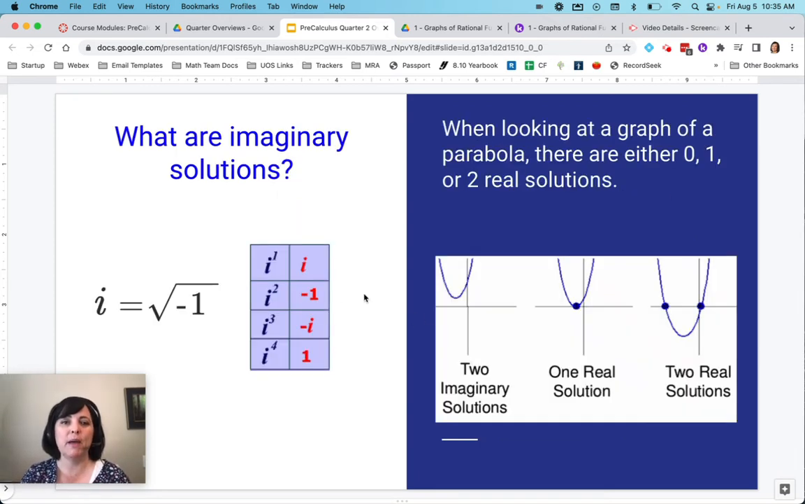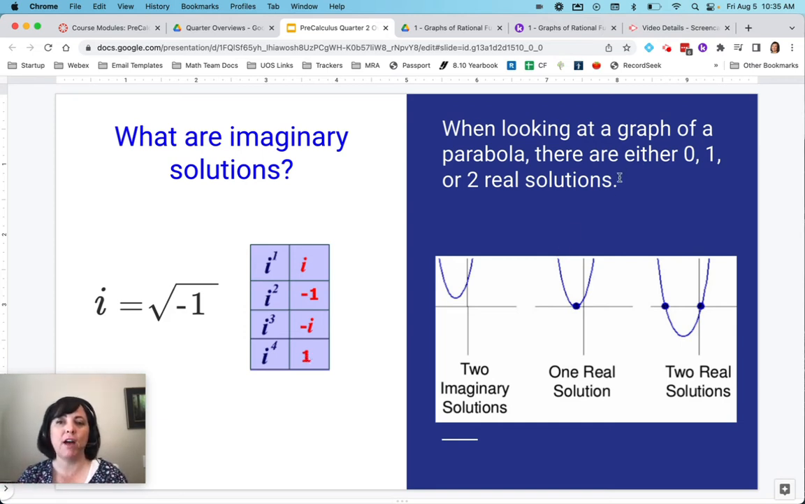So if you remember, what are imaginary solutions? If you remember, i is equal to the square root of -1. So i to the first power is i, i squared is -1, i to the third is a negative i, and i to the fourth is 1. And then it just reiterates. So there are iterations. So i to the fifth would be i, and so forth.